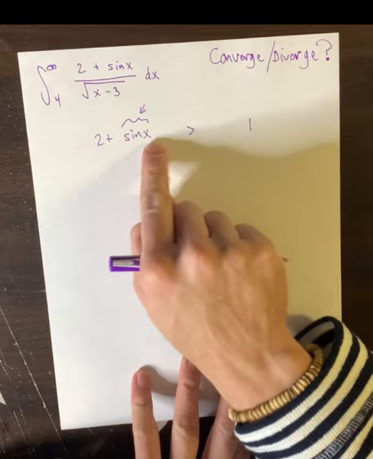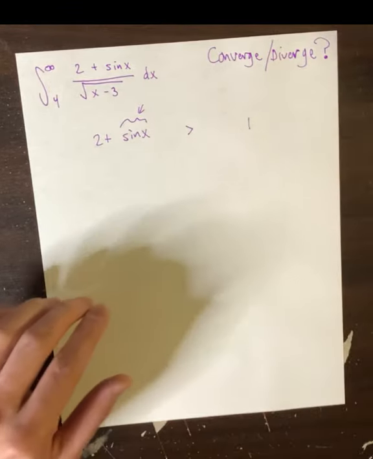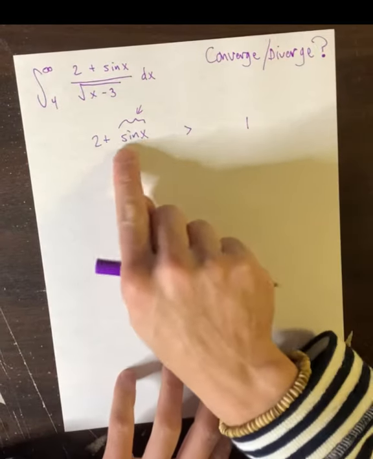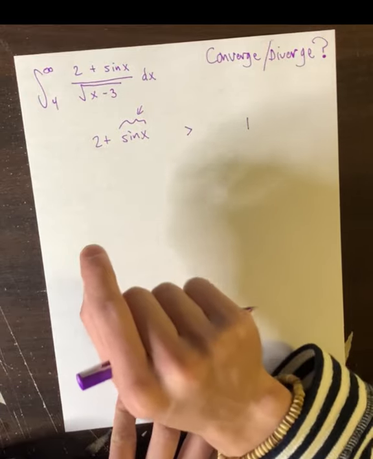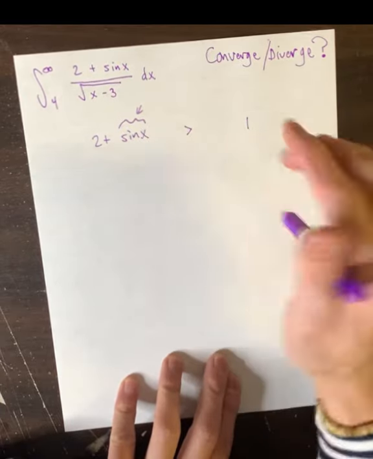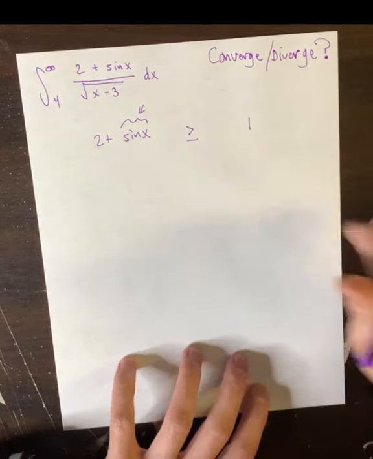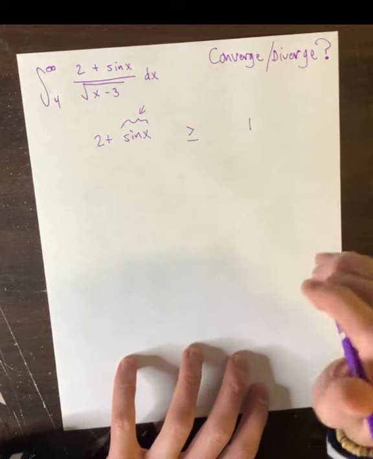What is the smallest that sine could be? The smallest value that sine can take is -1. And if this is -1, then 2 minus 1 is 1. So for that reason, this whole thing is greater than or equal to 1. Now, why exactly do we make this comparison?